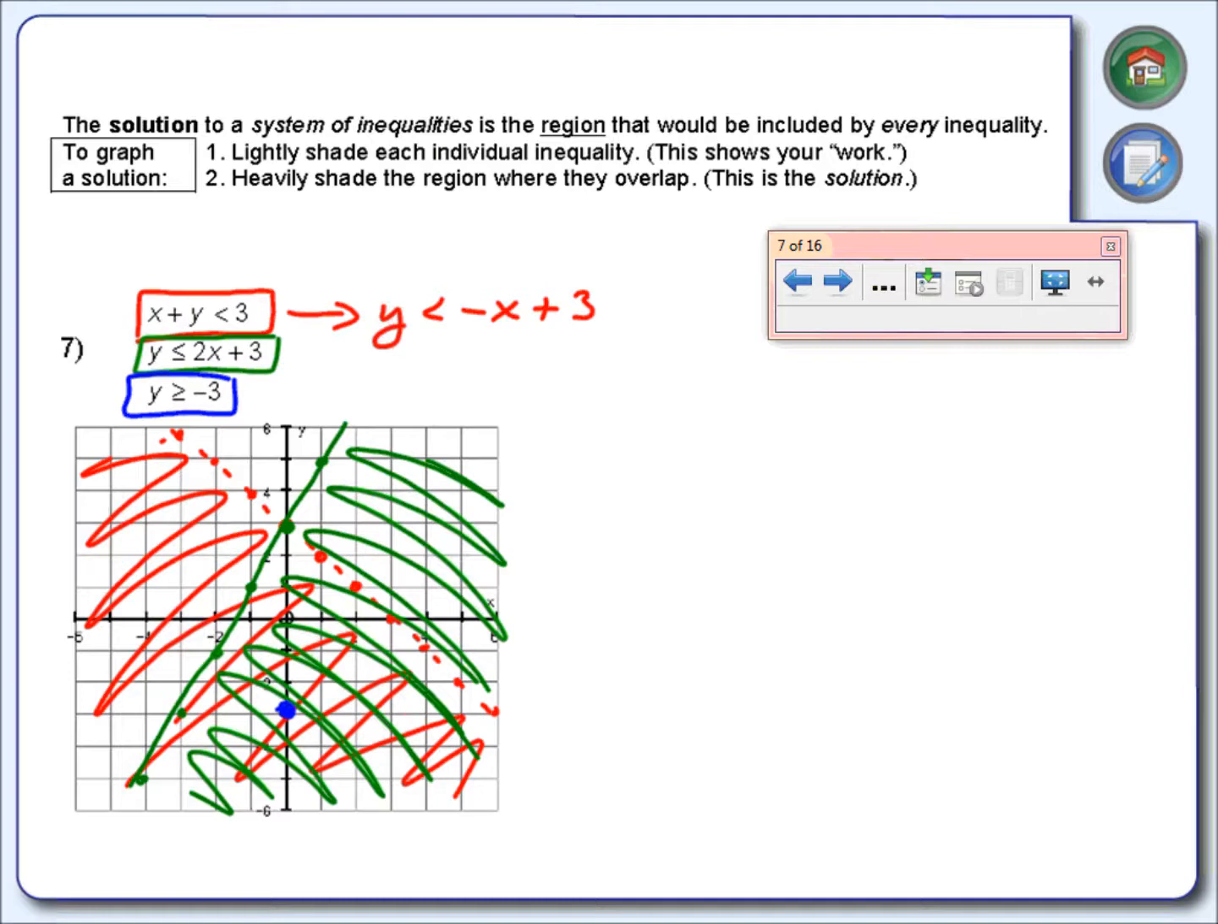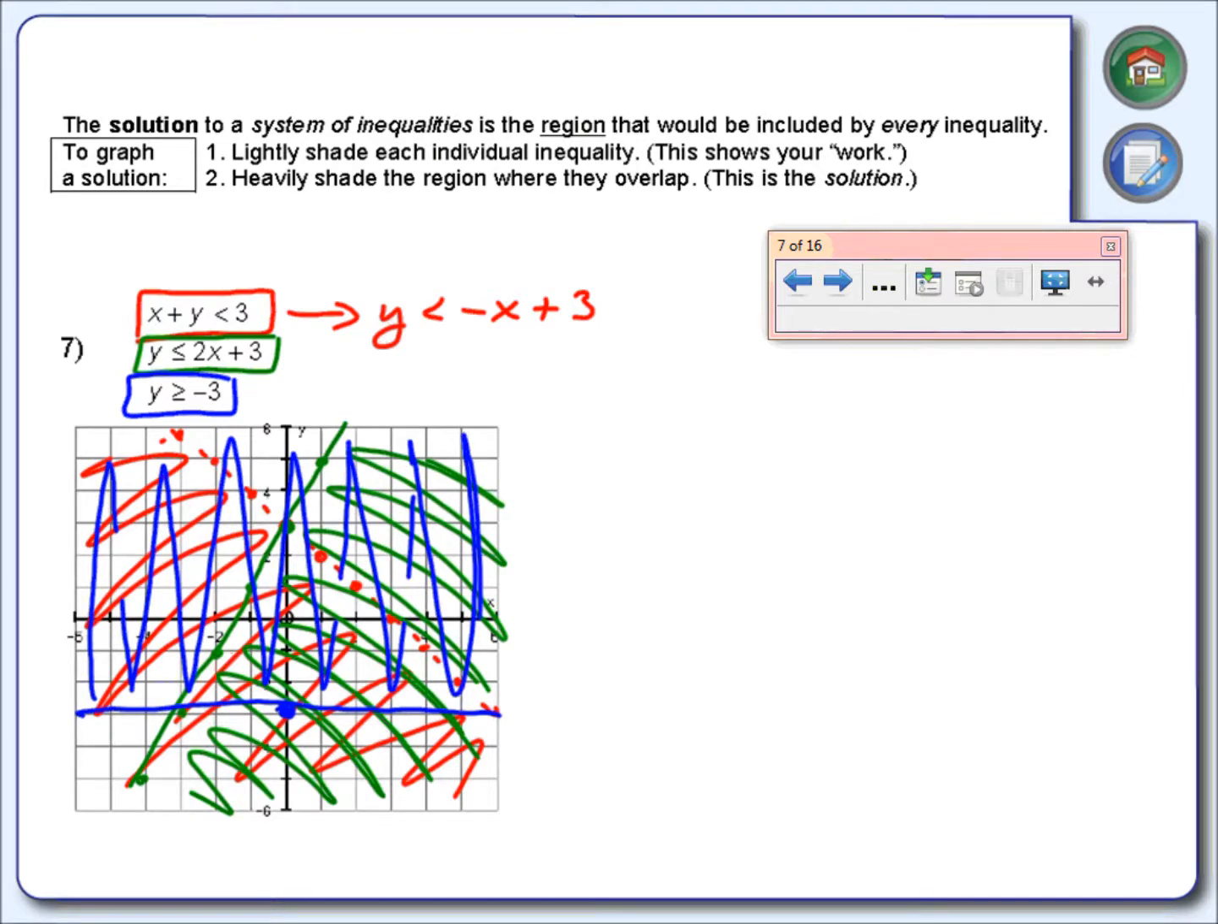I'm going to draw a horizontal line. This horizontal line should be a solid line. And because it says greater than, I'm going to shade to the top of that line. Starting to look like a big old mess. So there it is. Again, very light.